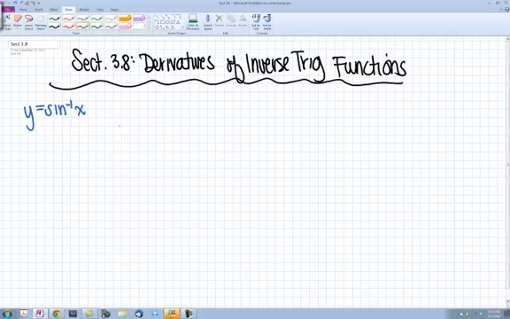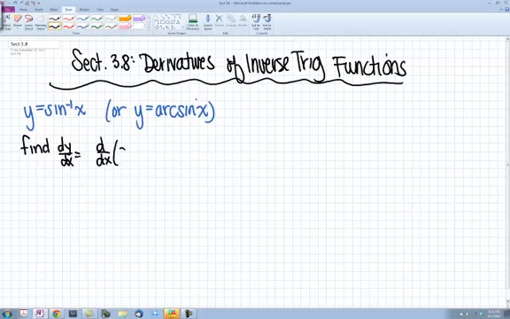Okay, so here's our inverse trig function, y equals the inverse sine of x. Please remember that that is also the same thing as saying y equals arcsine x. And basically, I want to find the derivative of it. I want to find dy/dx, or the derivative with respect to x of the inverse sine of x. Now I'm going to show you how to derive this because chances are you have forgotten what the derivative of the inverse sine is.